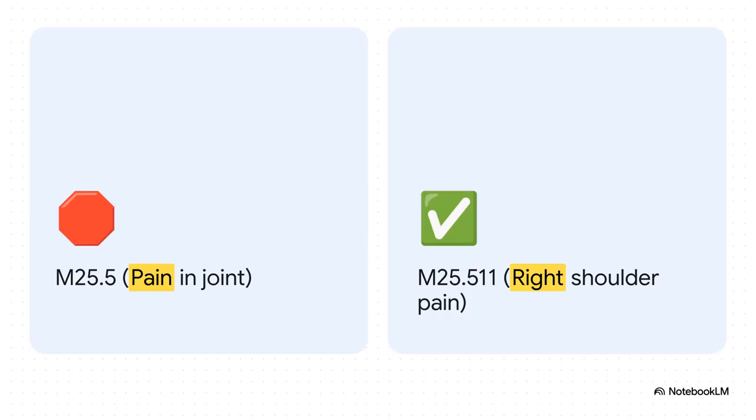Let's move into Section 3, Anatomy of an Expanding Code. This brilliantly illustrates the difference between stopping halfway and coding to the max. Take a look here. On one side, we have M25.5, which just broadly means pain in joint. But on the other side, we have M25.511, which specifically means pain in the right shoulder. That right there is a highly specific clinical picture that prevents claim rejections.